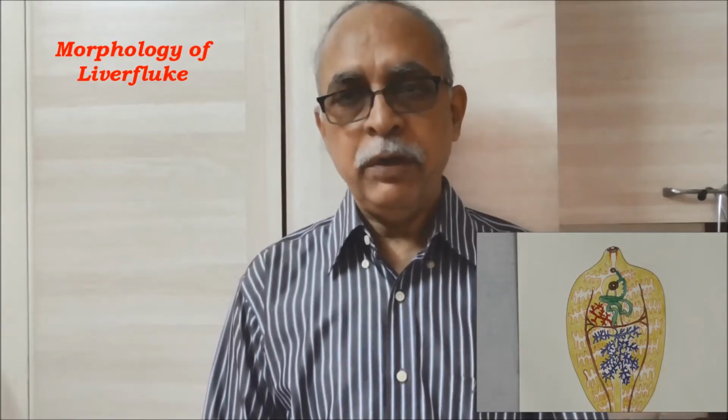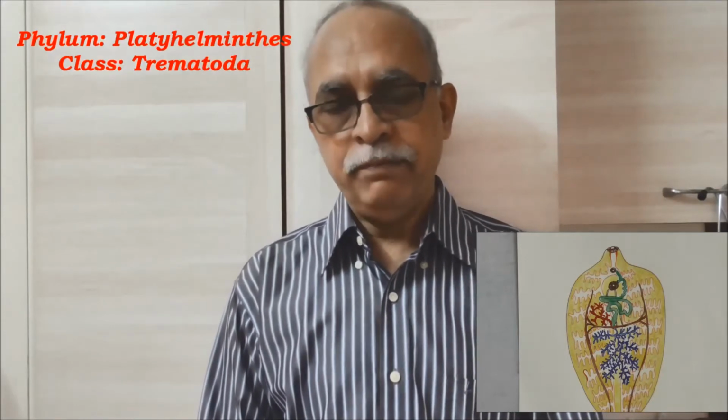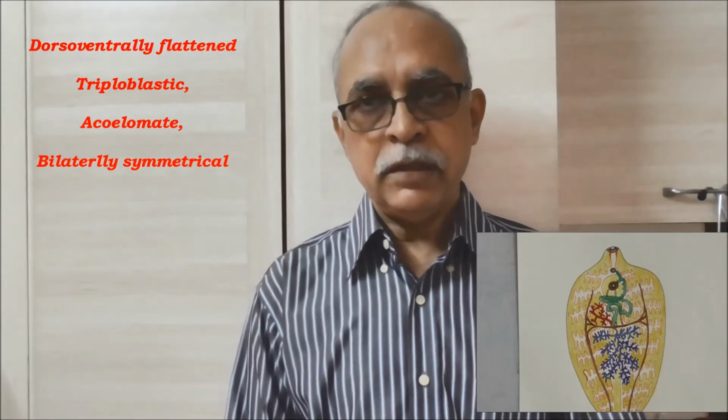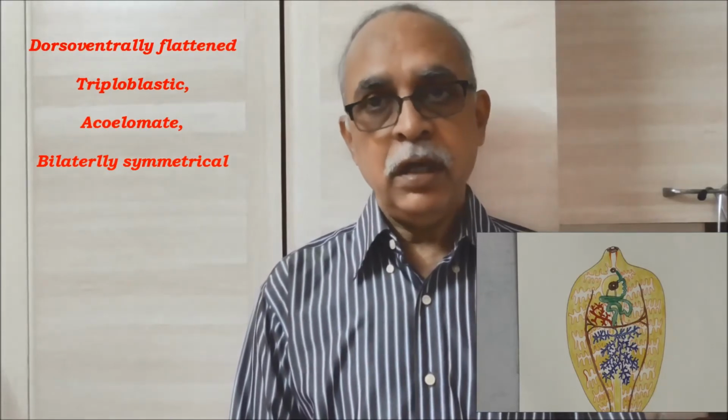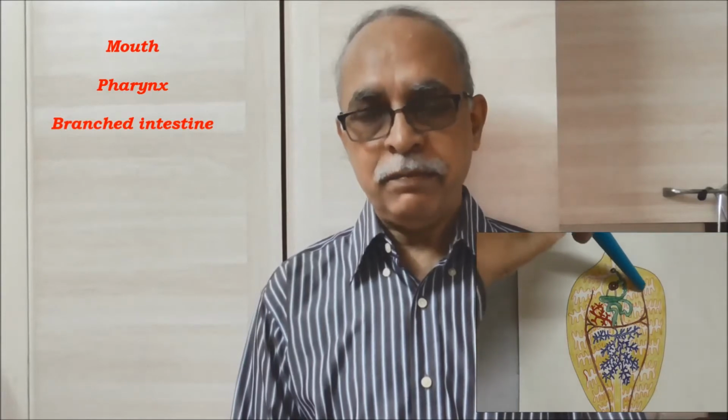It's a flatworm belonging to phylum Platyhelminthes and class Trematoda. The body is dorsoventrally flattened with triploblastic, acoelomate and bilaterally symmetrical organization. There's a least developed alimentary tract with single opening of mouth leading to a short pharynx and a highly branched intestine. That is all it has as an alimentary tract.